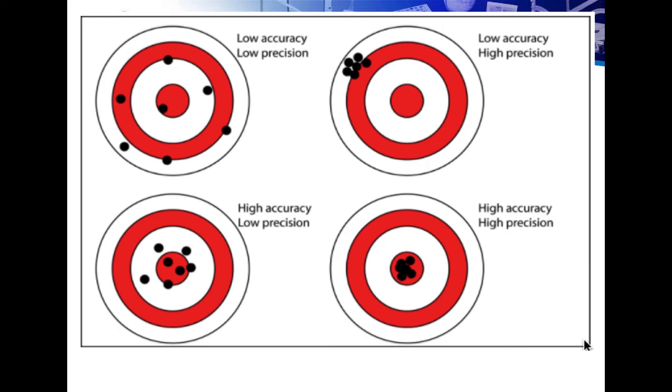If you're sighting your rifle in and you're in the target on the top there, you know you have to make a few adjustments. You have high precision, so you've got to make a little bit of adjustment so you can get that shot where you need it to be.